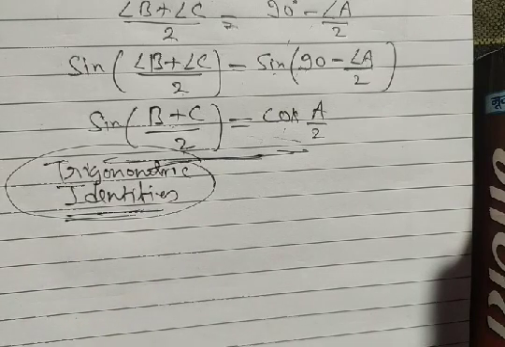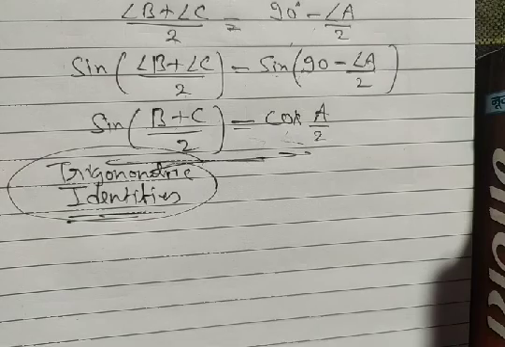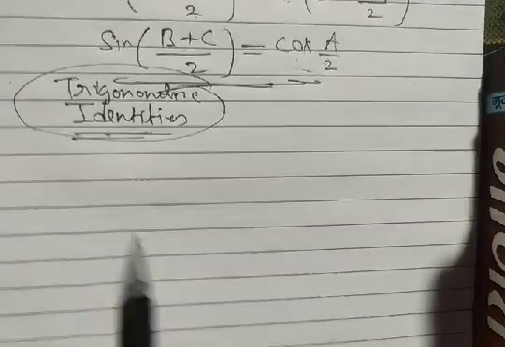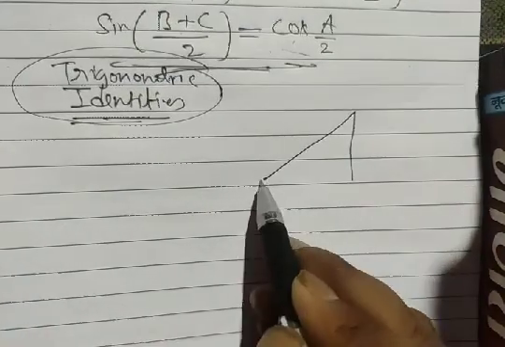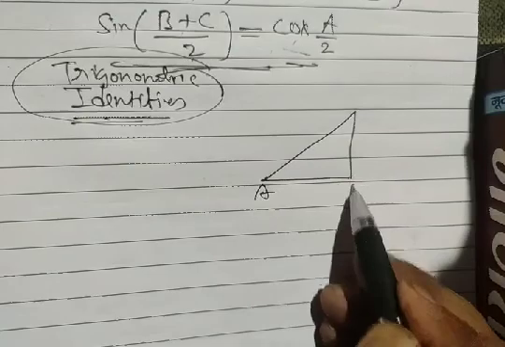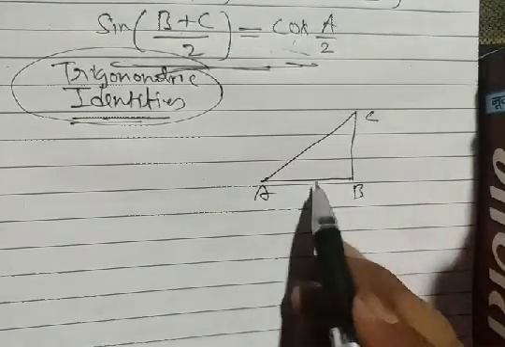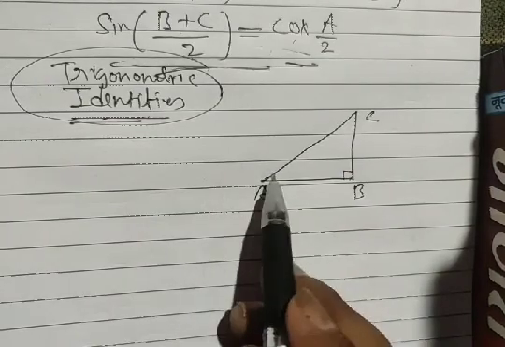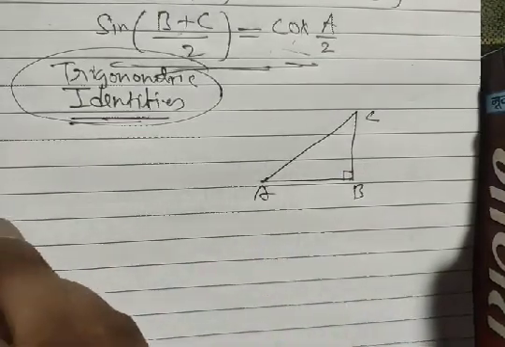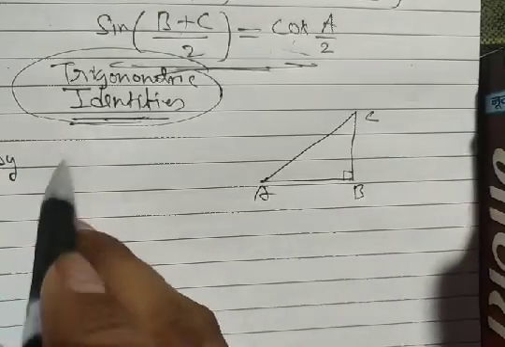Now in this section we are going to prove our trigonometric identities, and then we will use them to prove some other useful identities. We are going to start from our basic concept. Look, we have a right angle triangle ABC, right angled at B. Then in the right angle triangle, what do we have by using the Pythagoras theorem?